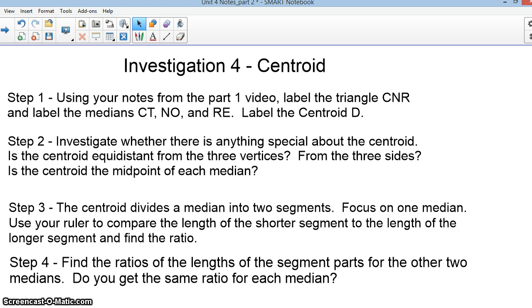Let's say you take segment CT. I want you to measure CD and TD and see what you notice. See if you find some sort of a ratio going on there. Then do the same thing: measure ND and OD, and see if you notice a relationship there. See if it's the same. Then measure RD and DE and see if there's a similar ratio there as well.